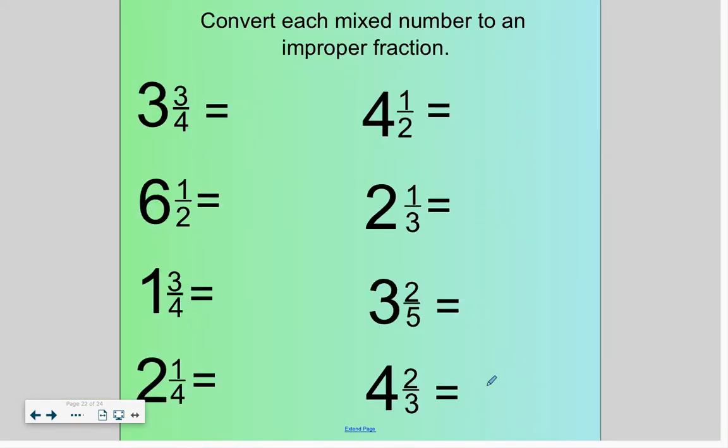We will touch upon why you would want to make a mixed number improper. Usually we're making an improper fraction into a mixed number, but there are situations in math when you want the fractions to be improper. So take a moment to solve these by pausing the video, and we will come back for the answers.